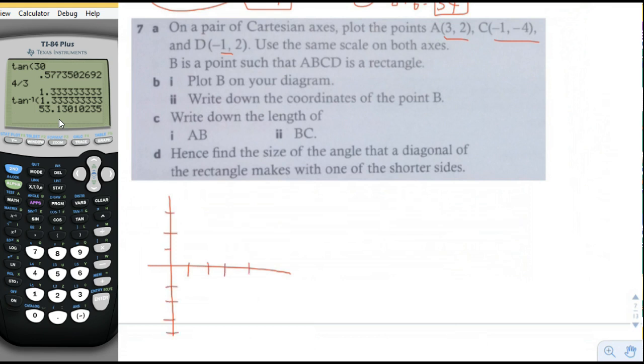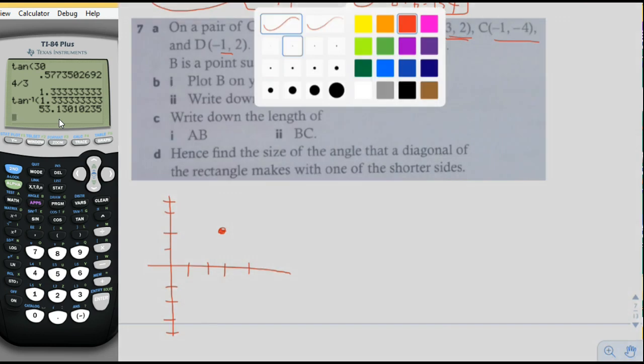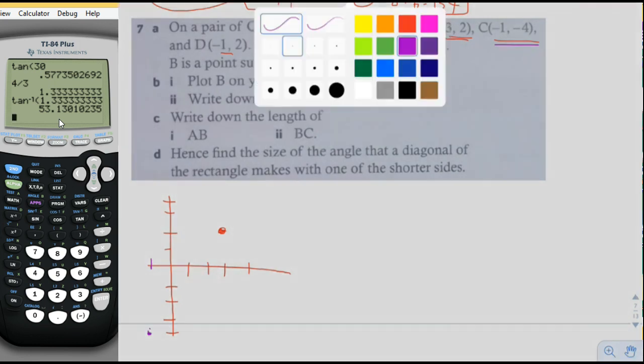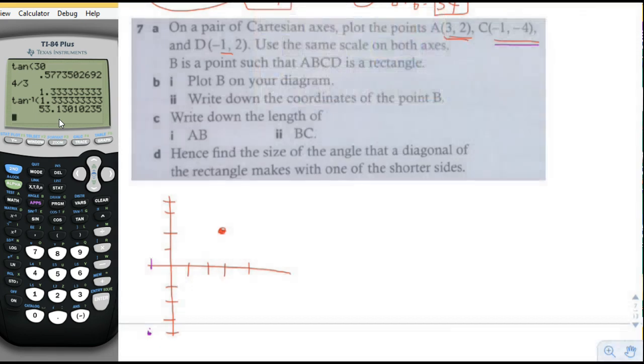So one of the points is A. It's at 3, 2. It's right there. Okay, that's A. Another point is C. It's -1, -4. So -1, -4. Okay, and the next one is D, which is -1, 2. Okay. Then, so we plotted all the points.